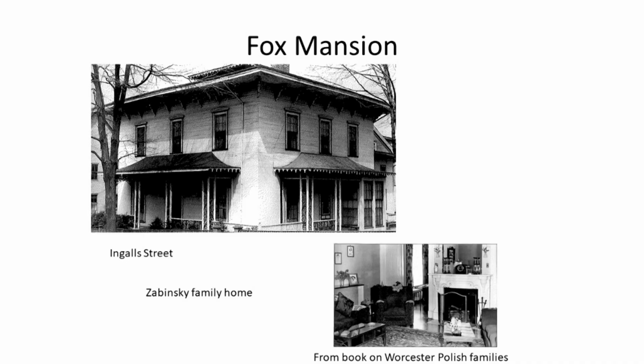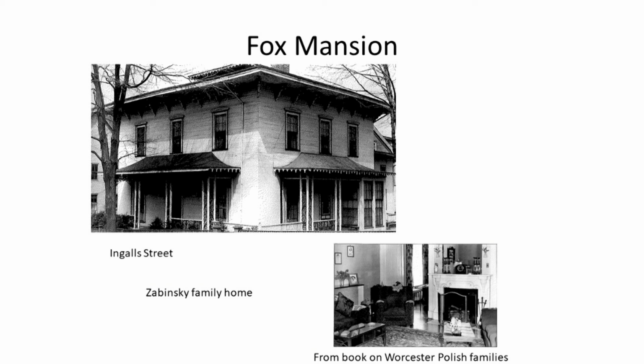And another prominent building that was taken was the Fox Mansion. That was on Ingalls Street, which the exit for 290 going from Kelly Square, that was taken there. And that was owned by the Fox family. They were prominent manufacturers down in the Canal District, and there's actually a Fox Street down in that area.